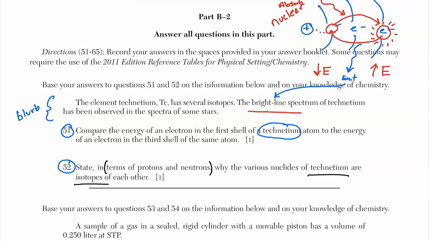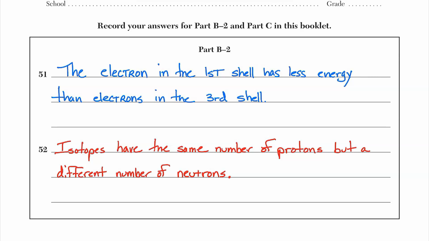Let's get that down in the answer booklet. I say isotopes have the same number of protons but a different number of neutrons. I could be more specific and say atoms of technetium have 43 protons, because I would go to the periodic table and see its atomic number is 43, but they can have a different number of neutrons. There's many ways to say this, but they told you in terms of protons and neutrons. So if you didn't answer them, you'd get this wrong. So again, got to get your isotope understanding down.